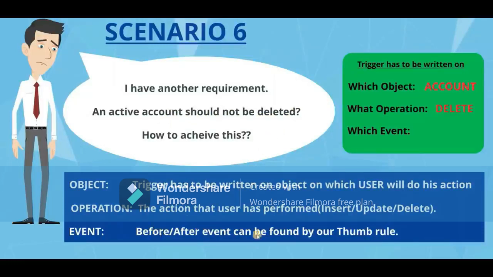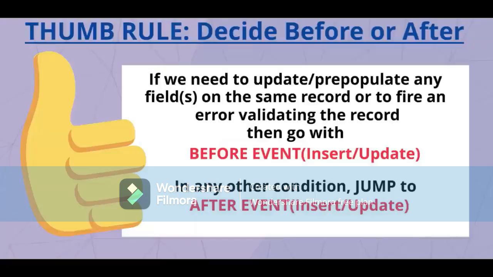And finally, the event. Before or after event can be found by our thumb rule. This thumb rule will help us determine whether to select a before event or an after event, primarily on insert and update events. But in most cases, even in the delete operation, we can use this thumb rule.